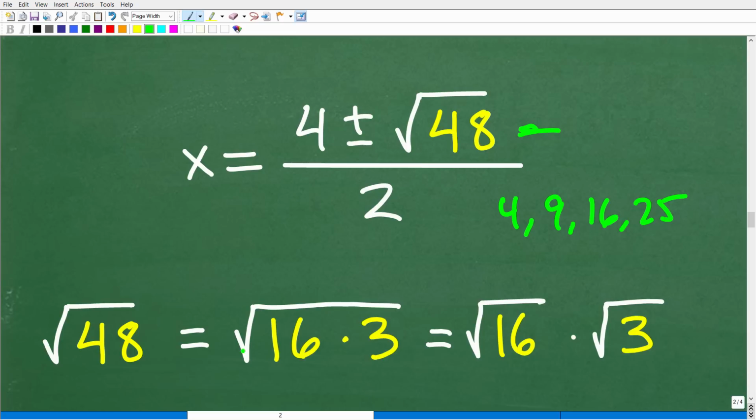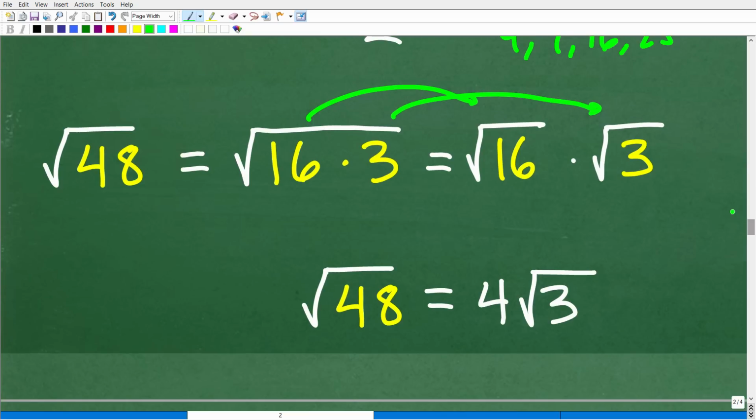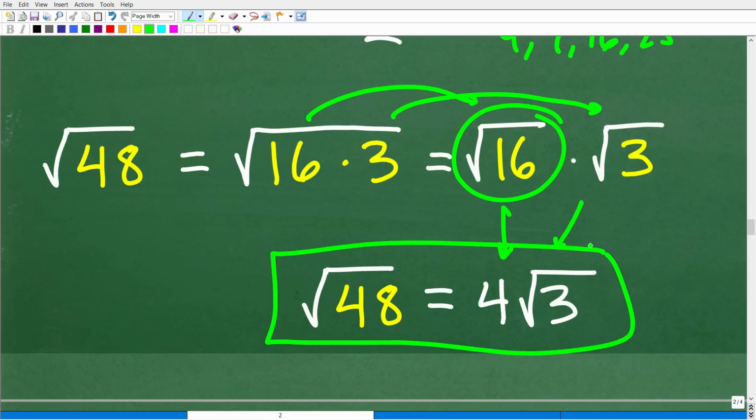But here is the deal. When I can write the square root of 48 as the square root of 16 times 3, I can break up this big square root into individual square root factors. So I could write this as the square root of 16 times the square root of 3. That is a property of square roots and radicals. And now I could take the square root of 16. That's going to be 4. So that's going to be 4 times the square root of 3. So the square root of 48 is 4 square root of 3.